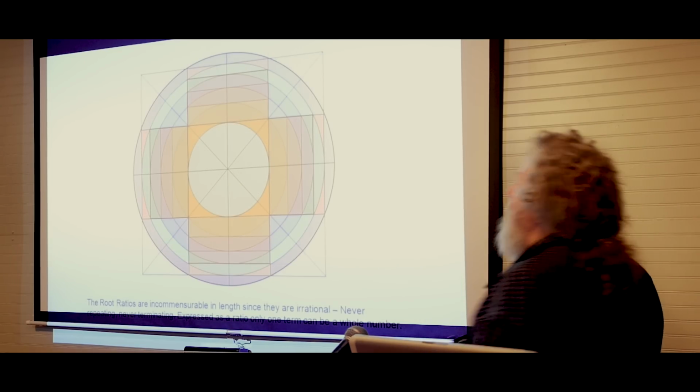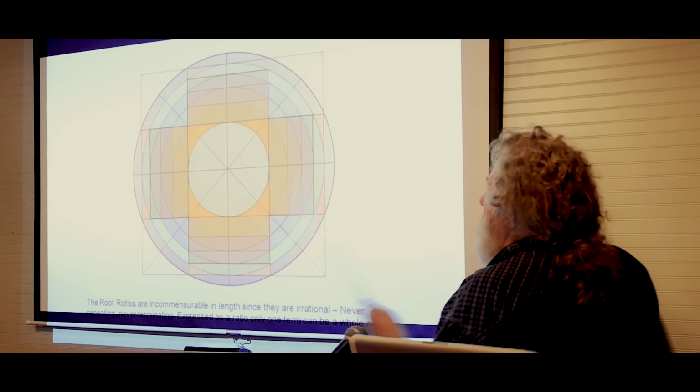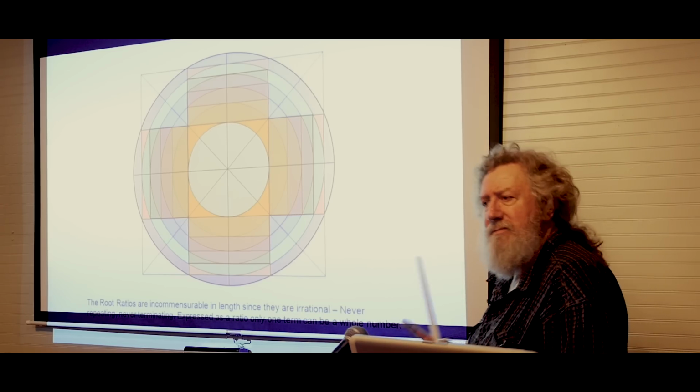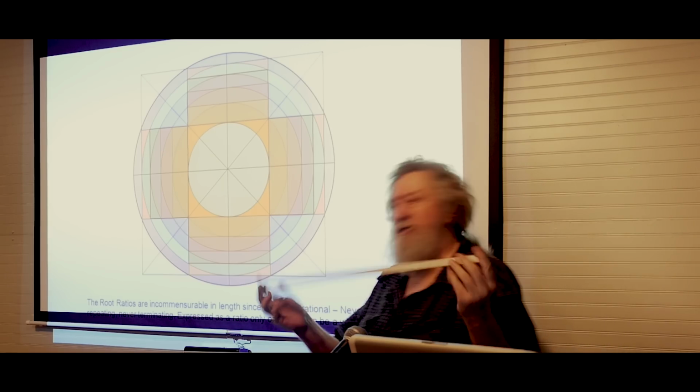So here's all the root ratios. They're incommensurable in length, other than the root 4, which is 2. What do I mean by that?